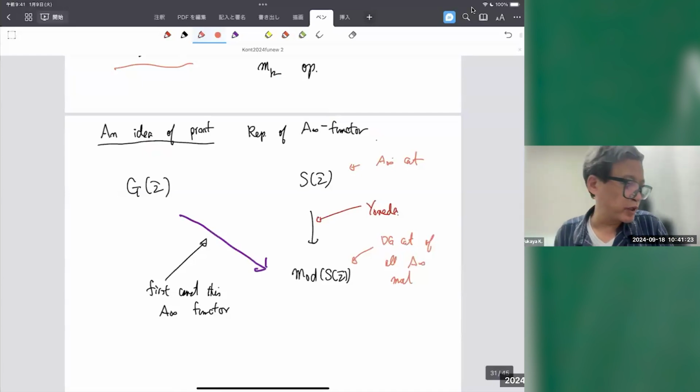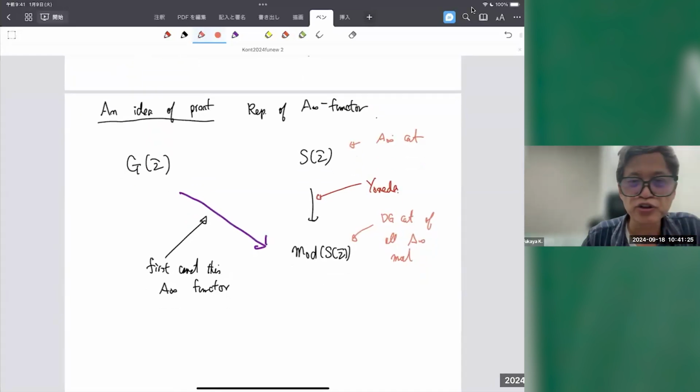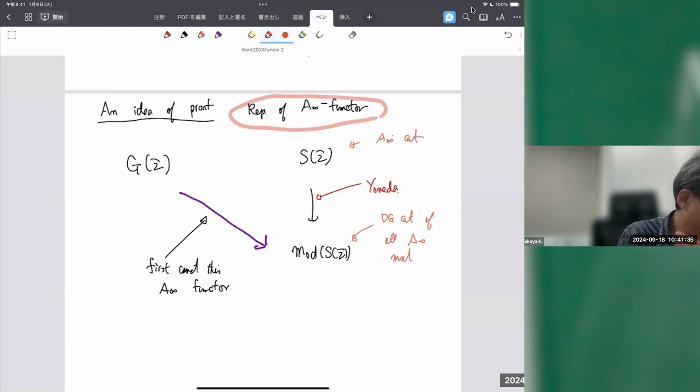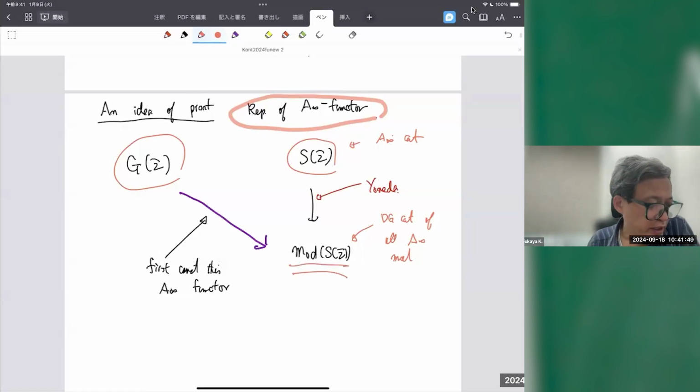And I want to explain a few ideas on how to prove this categorification of the Atiyah-Floer conjecture. The idea is representations of infinity functors. So we consider this gauge theory infinity category, and we consider this symplectic side infinity category. And then we consider another DG category, actually another infinity category: the DG category of infinity modules over this symplectic one.